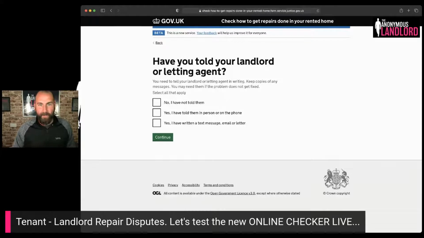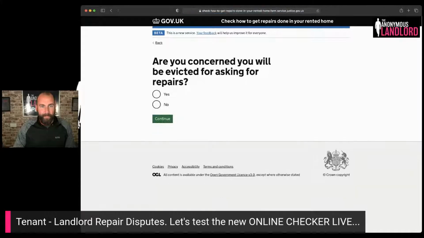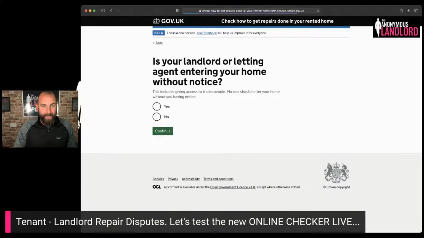Maybe I'll go through this a couple of times with a couple of different options. Have you told your landlord or letting agent? Yes, I have told them in person or on the phone. Perfect. Are you concerned you will be evicted for asking for repairs? What a question. What that's basically saying is, for all the tenants who maybe have landlords that are a bit more aggressive about not doing repairs, or say if you cause me problems, I'll kick you out, that sort of stuff. This is good. I like this. Are you concerned you will be evicted for asking for repairs? Let's put yes and see what that comes out with.